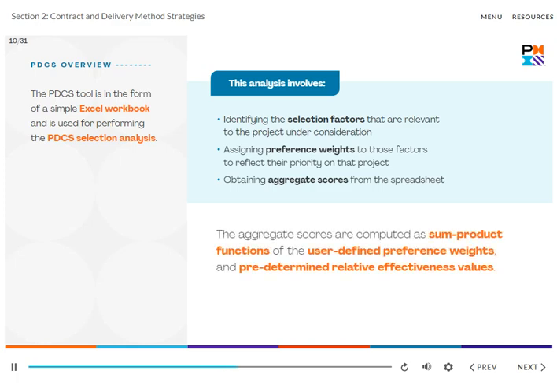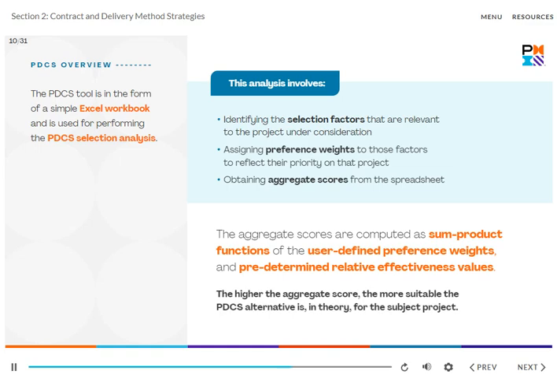The aggregate scores are computed as sum product functions of the user-defined preference weights and predetermined relative effectiveness values. The higher the aggregate score, the more suitable the PDCS alternative is, in theory, for the subject project. The results of the decision support tool are reviewed in a final decision-making step. For more information on the PDCS tool, please see the further reading later in this section.